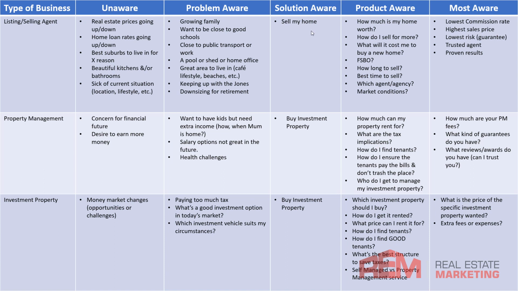Then, once people start to decide, okay, I think the solution to my situation is to sell my home, they start doing further research to better help them make that decision. And they'll go to Google, for example, and start typing questions in like, how much is my home worth? How do I sell my home for more? What does it cost me to buy a new home? Should I sell as for sale by owner? How long does it take to sell? When's the best time to sell? Which agent or agency? What are the market conditions like? And there's a ton of opportunity there for creating ads to hit people that are doing those kind of searches. This is the point where the free market appraisal comes in, which is right here, not over here, where most people try and hammer them with it.